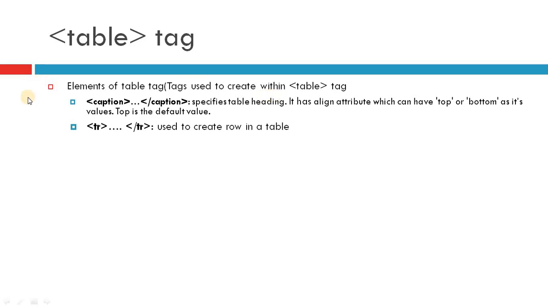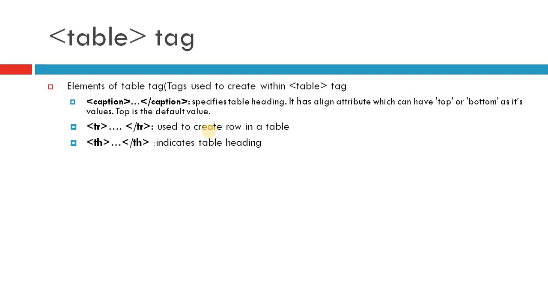The next tag which can be used inside table is TR. TR stands for table row. TR is used to create rows in a table. Whenever we are defining tables in HTML, we have to define them row-wise.